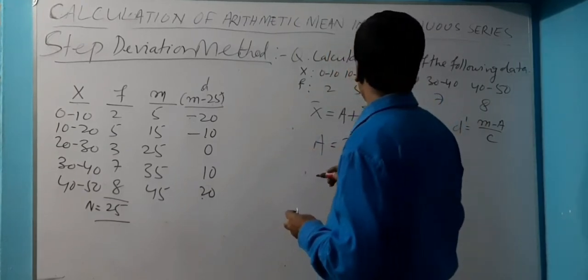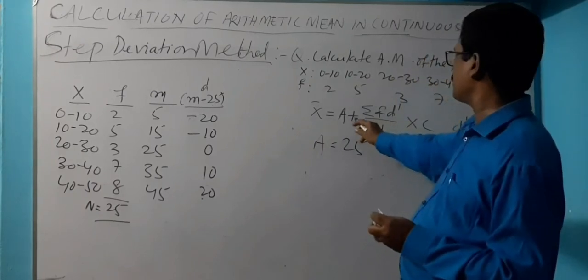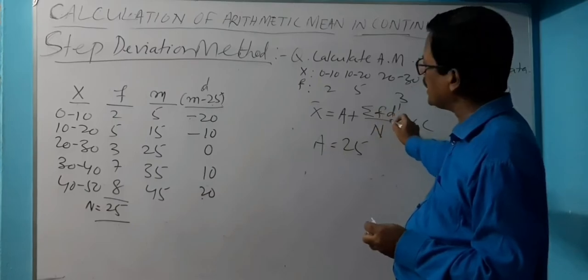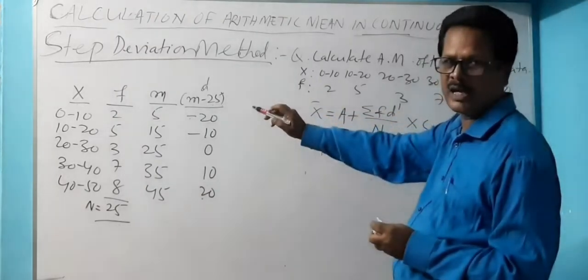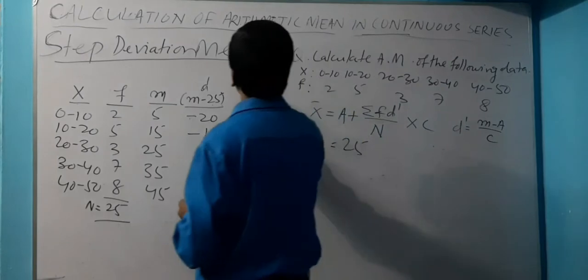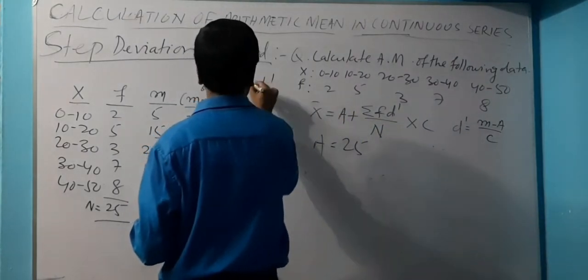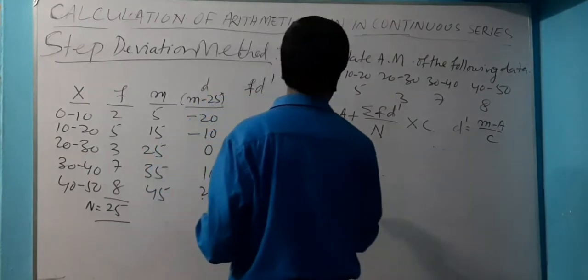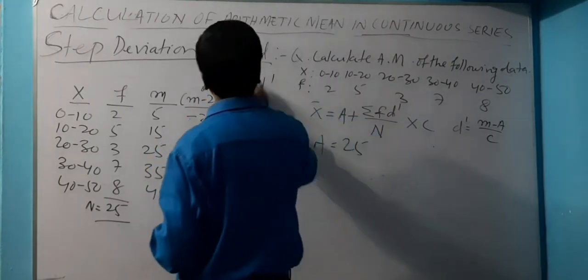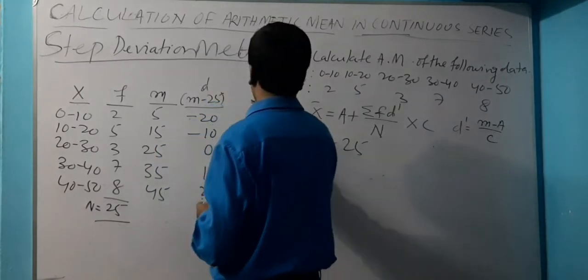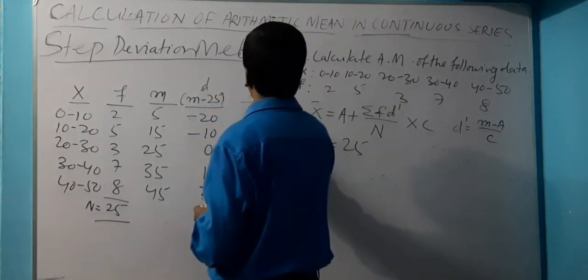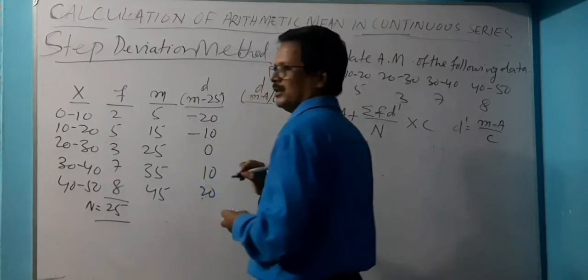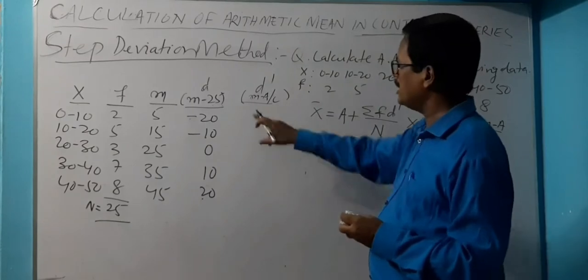Now what we have to calculate? We have to calculate a plus summation f d dash, a is equal to 25. Summation f d dash, not f d, f d dash. So again we have to find out f d dash. How much is f d dash? Not directly f d dash, but we have to calculate d dash first. d dash is equal to m minus a divided by c.